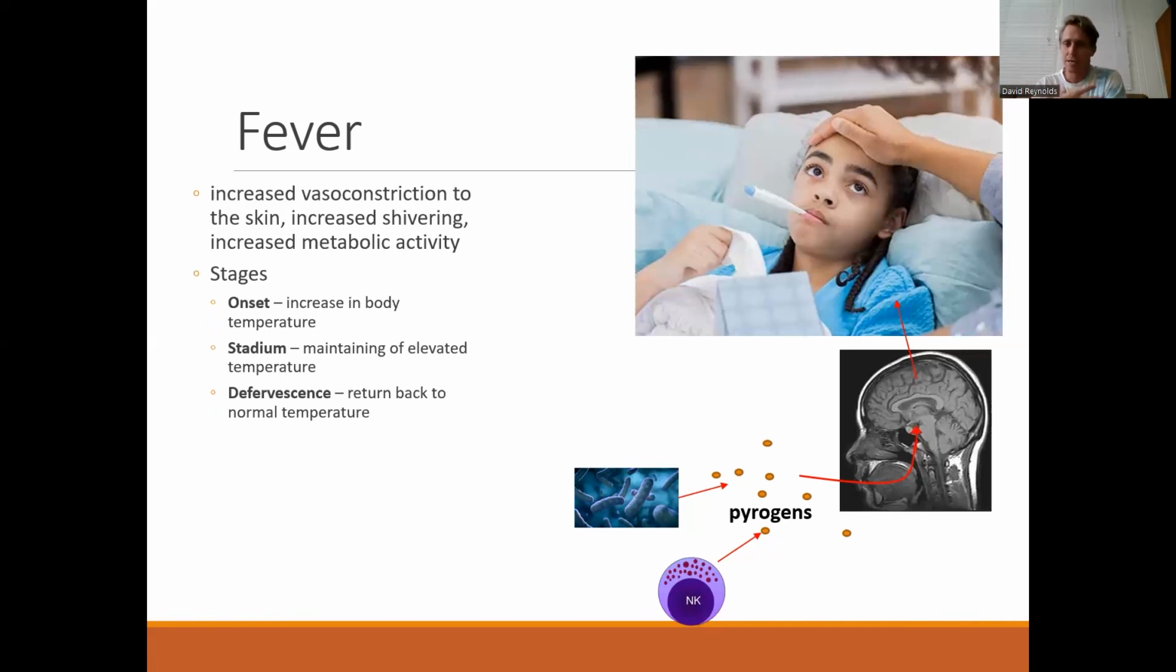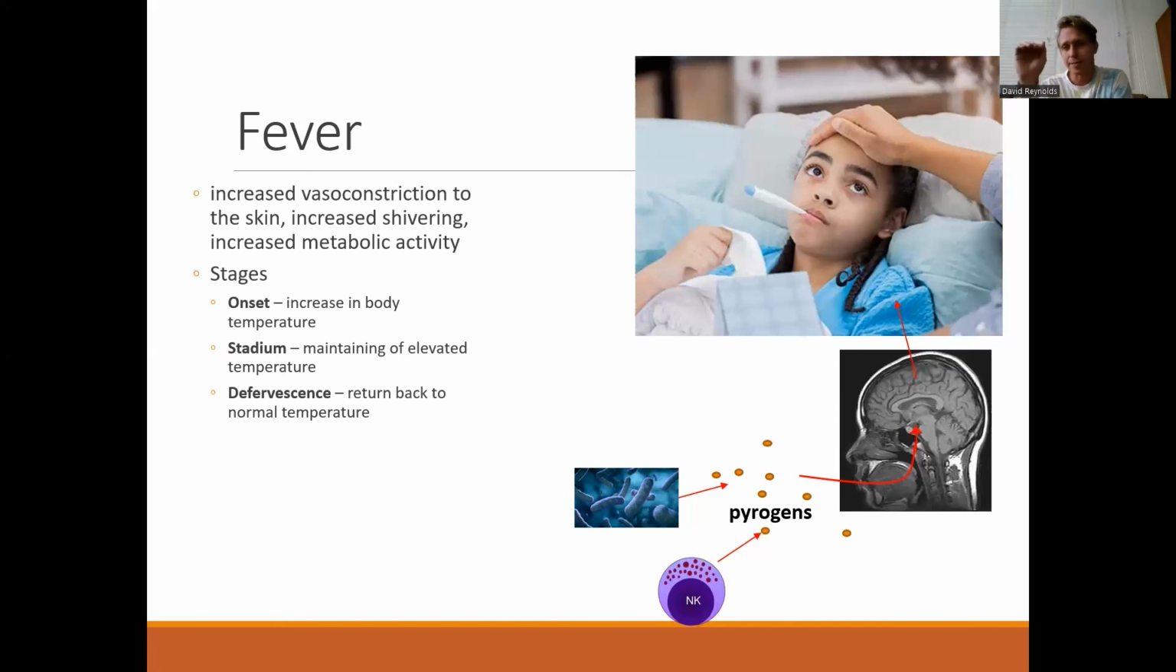So again, your hypothalamus detects a lot of these pyrogens. It's going to constrict a lot of the blood vessels near your skin to help reduce the amount of heat that is lost to the external environment. You're going to have a lot more metabolic activity occur, and you're going to have shivering of your muscles contracting pretty quickly to, again, burn a lot of ATP and release a lot of heat. So your initial onset is when your body's increasing in temperature.